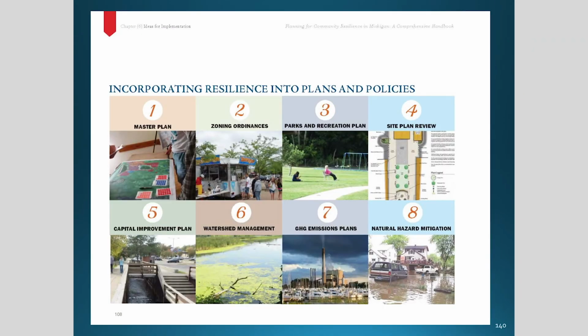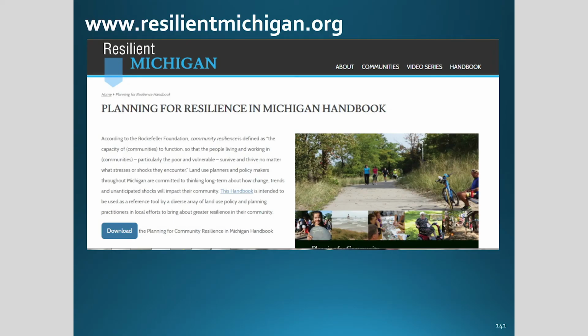I'm going to go through this real quickly. This is the website right here, resilientmichigan.org. You can download that as well. At the top of that, you'll see a little tab that says communities. Those are all the communities we work with. If you want to see some of the master plans that we developed as part of this process, you can link onto that website as well and hear more about that.